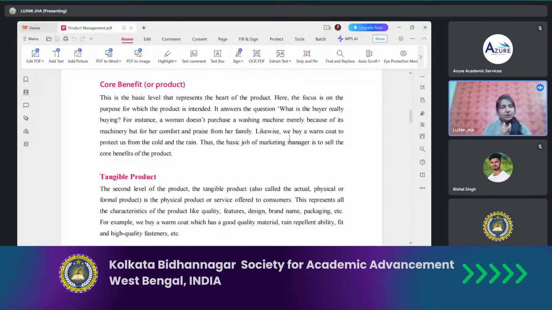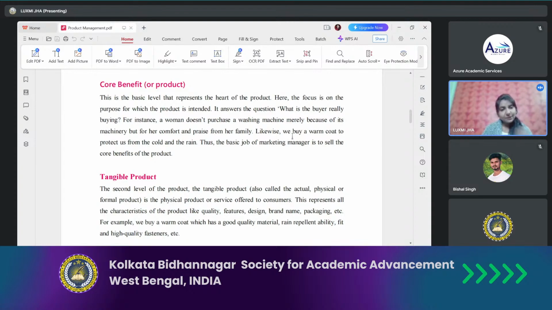The main benefit, the main utility. So this core benefit indicates the main function of the product. So what does it mean? It means that this is a basic level that represents the heart of the product, what the product is meant for. That is, it represents the product's first or main utility. Here the focus is on the purpose for which the product is intended.